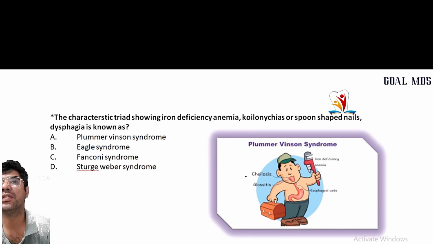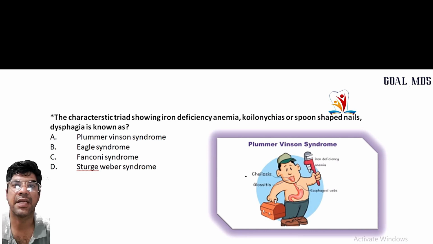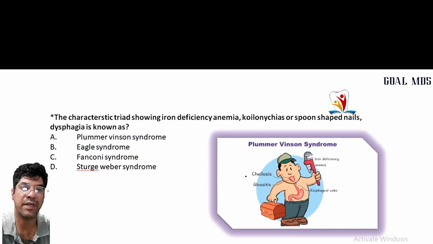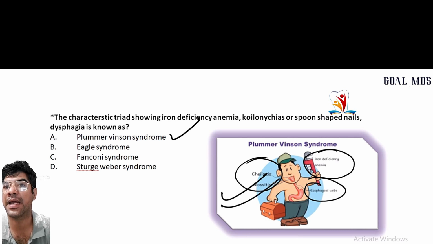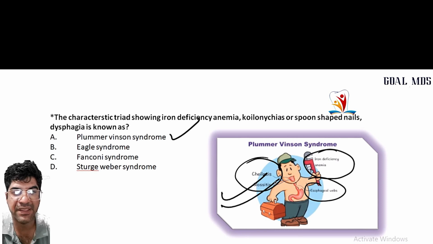Moving to another question. The characteristic triad that shows iron deficiency, koilonychia, or spoon-shaped nails, and dysphagia, that is difficulty in swallowing, is the feature of Plummer-Vinson syndrome. The Plummer-Vinson syndrome is often characterized by a triad: iron deficiency anemia, esophageal webs, cheilitis, glossitis. These are the features of Plummer-Vinson syndrome. It is often associated with iron deficiency anemia that can lead to various symptoms like spoon-shaped nails and difficulty swallowing.